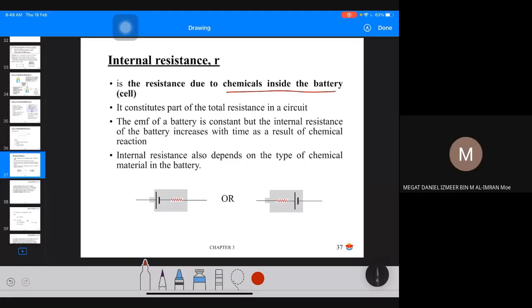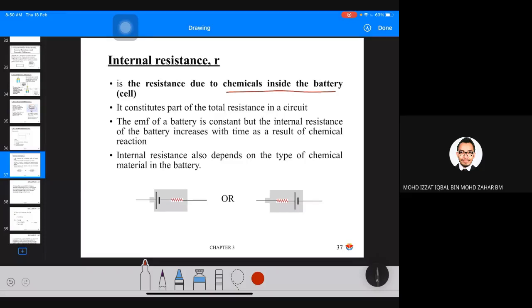Okay, example 3.4.1. Semua punya content semua ni. Understanding the concept is one thing, but the actual calculation is important as well. So kalau kamu faham, kamu tak boleh kira, then you lost, memang banyak markah kamu hilang lah. And then kalau kamu tahu kira, kamu tak faham pun akan hilang markah juga. So these two things are important.